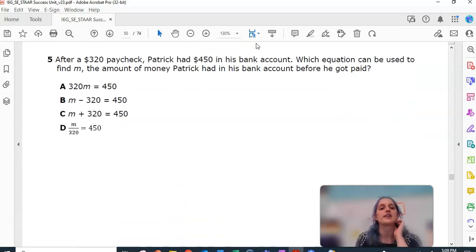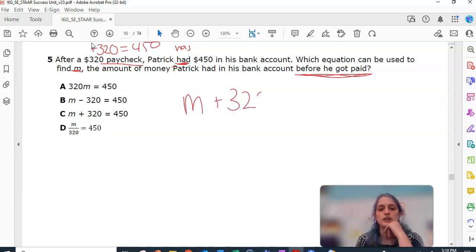Last problem. After a $320 paycheck, pause, don't keep reading, paycheck. That's when you get paid. Is that a positive or a negative thing? I think getting paid is a good thing. After you get $320, Patrick had, which is the past tense of has, which we learned today means equals, $450 in the account. Which equation can be used to find M? So we're going to need an M in there. The amount of money Patrick had in his bank account before he got paid. So we have money, and then we get paid, and now we have $450. Find the equation that matches that. You're done.